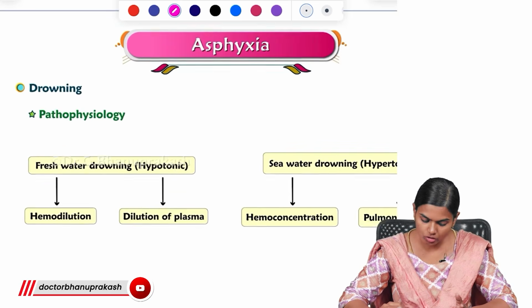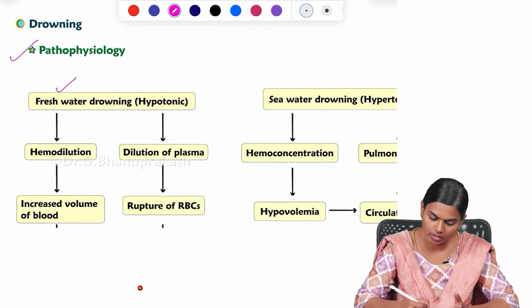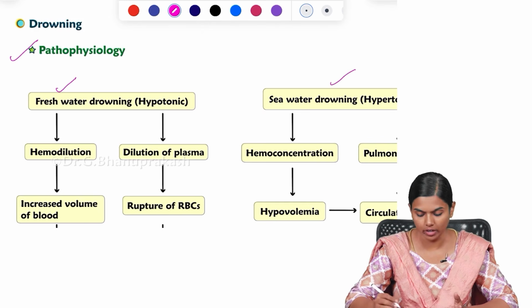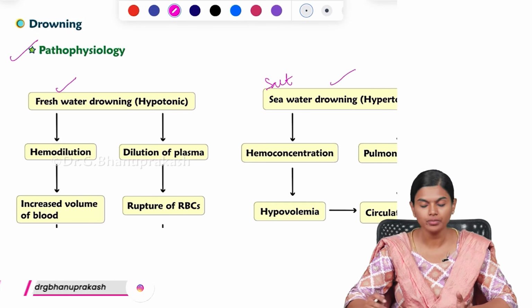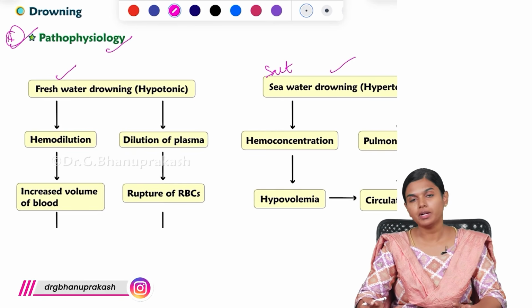In drowning, the main thing that we have to know is the pathophysiology in freshwater drowning and saltwater drowning. Saltwater, that is your seawater drowning. This is a very important question. They have asked this pathophysiology multiple times.